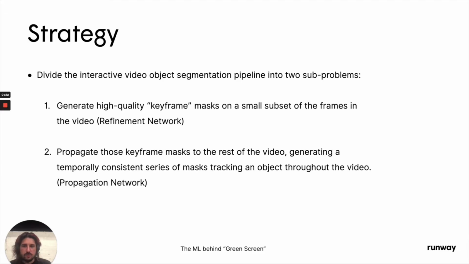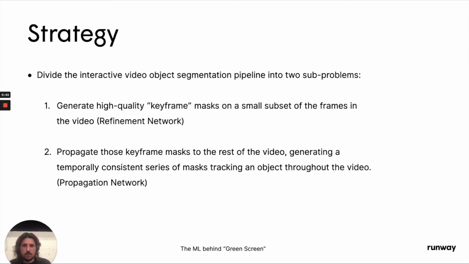So essentially we divide the task of segmenting an object in the video into 2 sub-problems to make our job easier. The first task operates on a single frame of the video, so it's really an image segmentation task. And the idea is we want to generate as high quality a mask on that single frame as possible, and as controllable as possible.